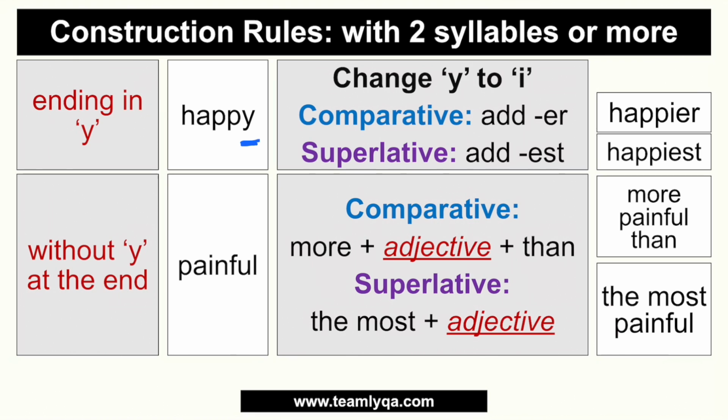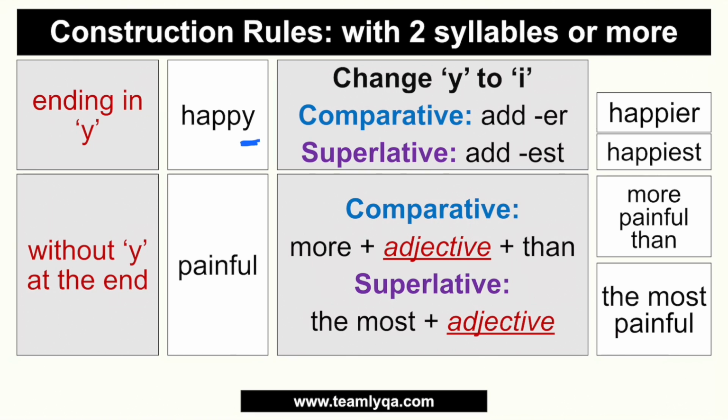Okay? So, losing a friend is more painful than losing a lover. O, mga ganon, di ba? O, but losing a family member is the most painful of all. Yun yung sinasabi kasi hindi mo kasi pwedeng sabihin na, di ba? Losing a friend is painfuler. It's not the right word. Kasi nga, two-syllable siya, painful, at hindi siya natapos sa Y. So, yun yung rule natin.